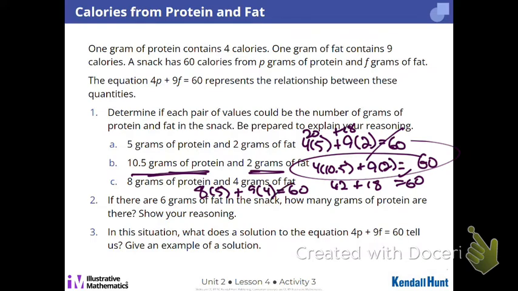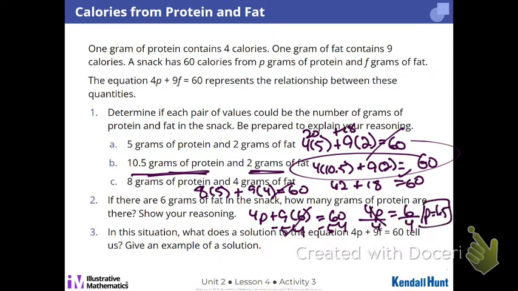Next, let's see if we know that we have 6 grams of fat, is there a way we can get it to work? Well, check out where I'm going to put 6. We'll put it right there because I know 6 grams of fat is going to give me 54 calories. If I subtract 54 from both sides, I know that 4 calories per each gram of protein needs to be 6. So I need 1.5 grams of protein in order for this to work.